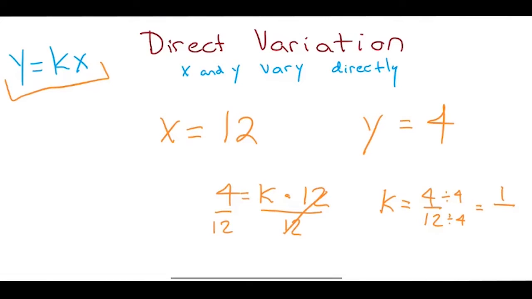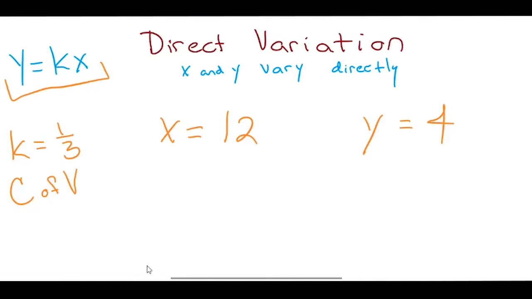So that's 1/3. I'm going to write over here that k equals 1/3. So that's my constant of variation, my C of V. The constant of variation is 1/3. Now I'm going to rewrite my equation y equals kx, but replace the k with the 1/3. So y equals 1/3 x.